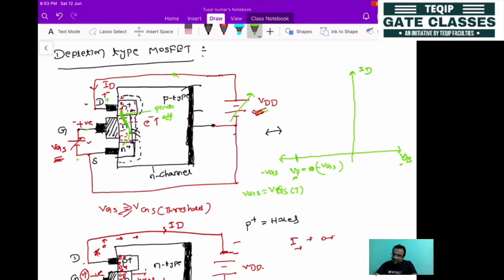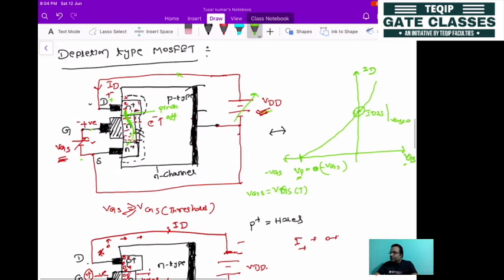Then after that, if you go on increasing this gate to source voltage in the positive direction, the drain current will be varying in this path. The drain current will be following this path. Then what will this current be? This current is nothing but the IDSS. So IDSS is the saturation current for the drain when VGS equal to 0. So it will follow this path.